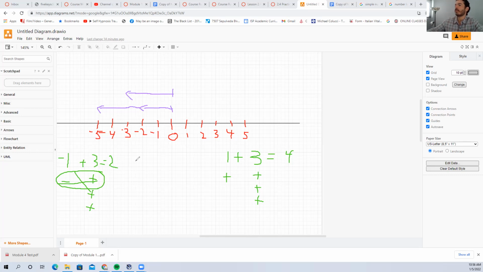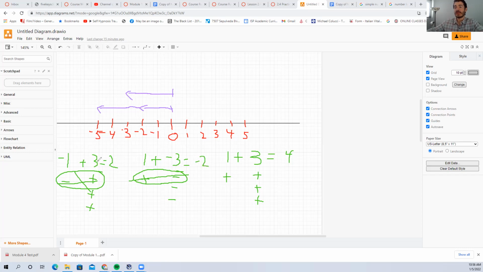Let's see, we'll do 2 more. What if I have a +1 plus a -3? I have a positive charge here, a negative charge here. And what do I want to do? Well, one of those things is going to cancel out. And now I have 2 negative charges. So this is going to be equal to -2.